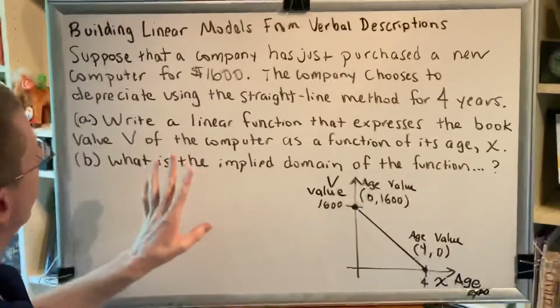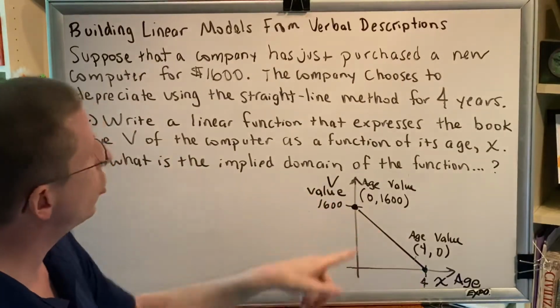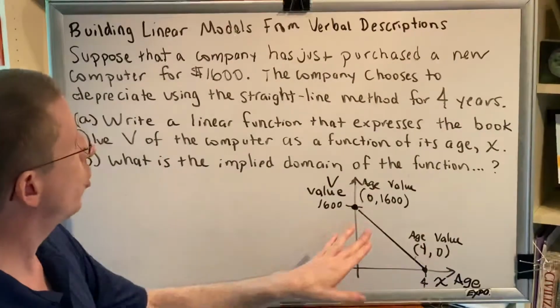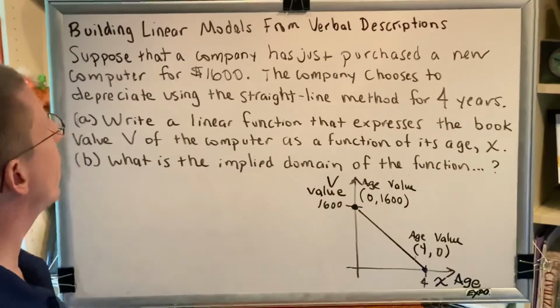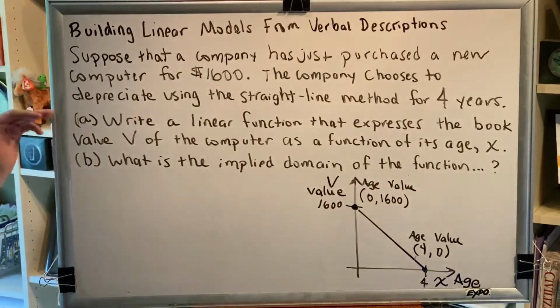And the government allows us to draw a straight line between these 2 points to make the math a little easier so that we can estimate the value of various devices for tax purposes. Okay, so write a linear function.